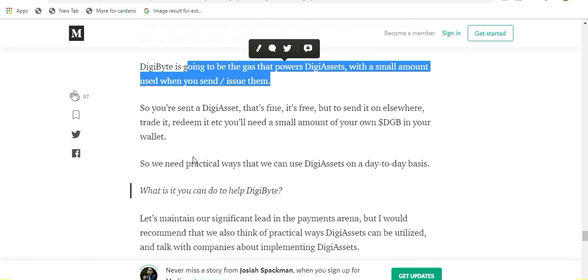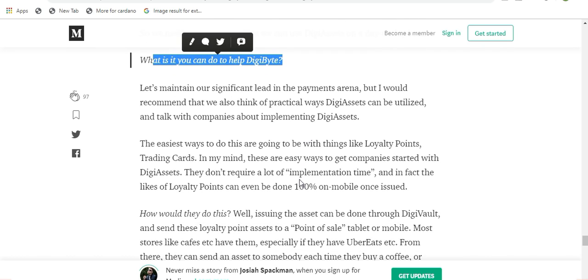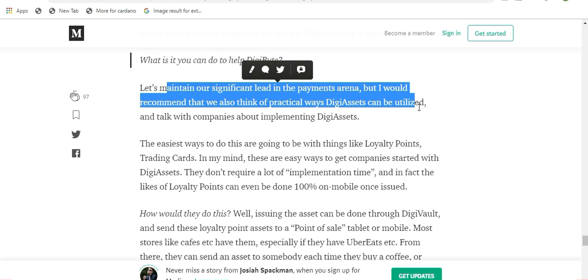So we need practical ways that we can use DigiAssets on a day-to-day basis to get everybody having small amounts of DigiByte in their mobile phones. So he goes on to talk about what it is you can do to help spread the awareness of DigiAssets or DigiByte. He's saying, let's maintain our significant lead in the payments arena, but I would like to recommend that we also think of practical ways DigiAssets can be utilized and talk with companies about implementing DigiAssets.